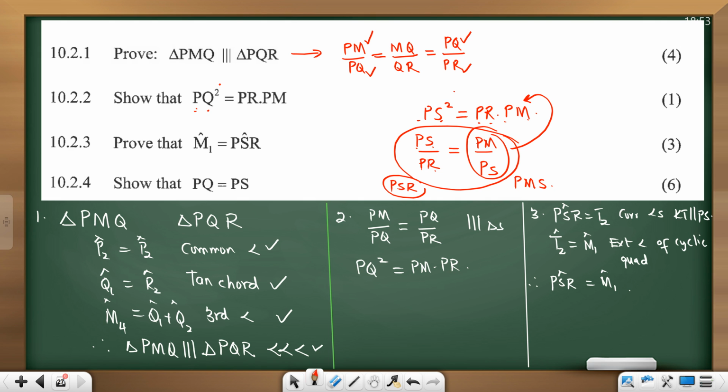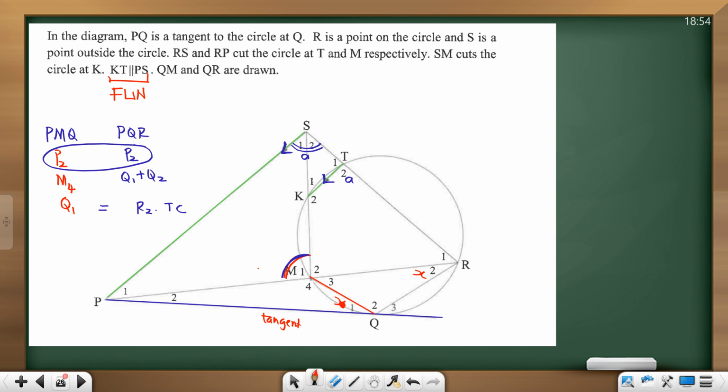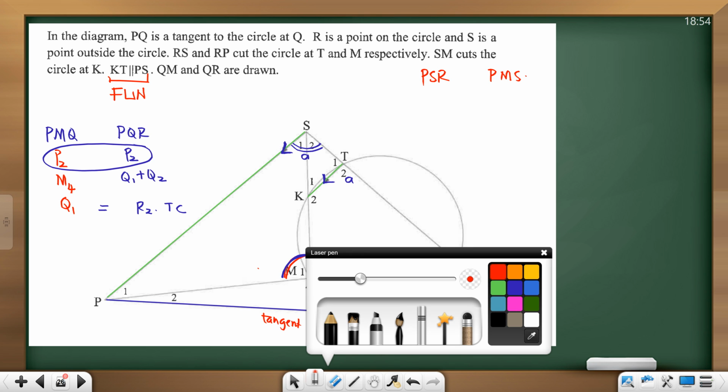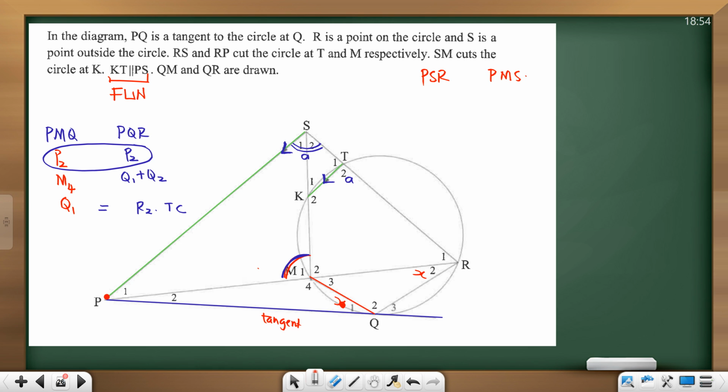Let's go check. Is PSR a triangle? Please take note. We are looking for what? PSR and PMS. PSR and PMS. Come, let's do it here. PSR and PMS. Okay. Guys, let's trace. P what? S. Oh, beautiful.